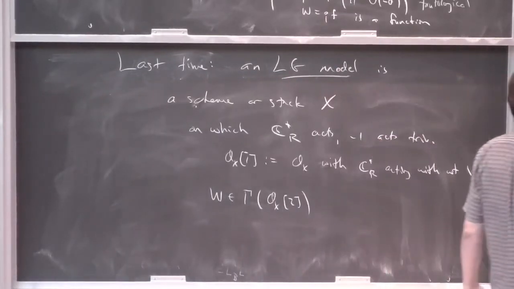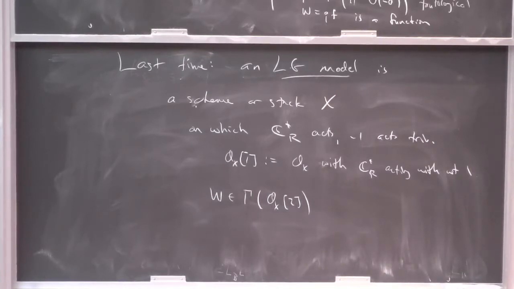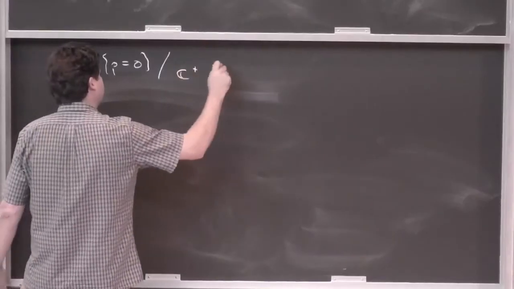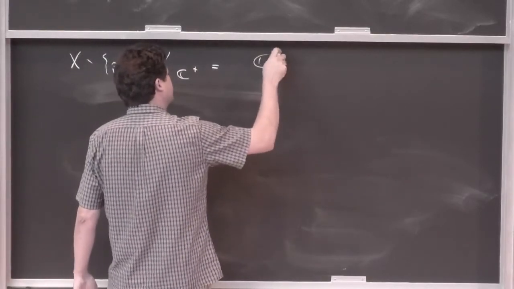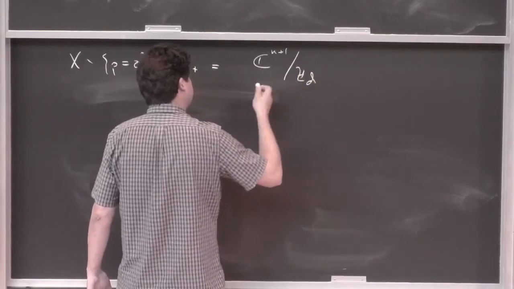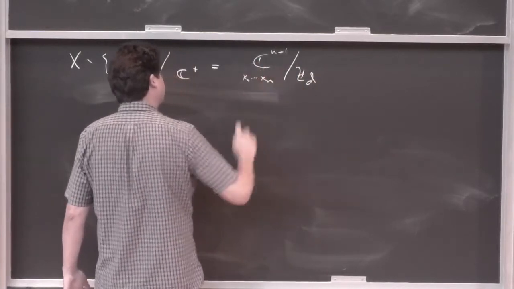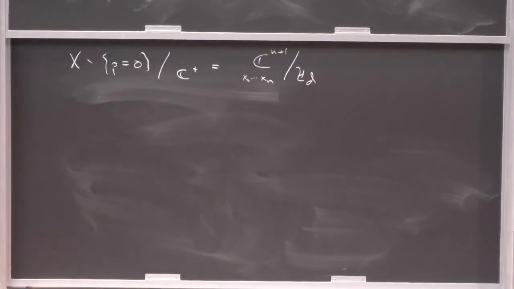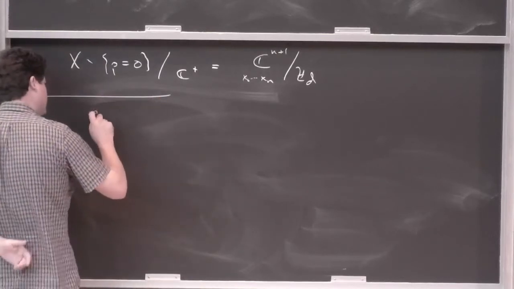And on the other hand, if I delete p equals 0 and mod out by C star, you've seen that this is the same as C^{N+1} mod Z_d with coordinates x_0 up to x_N. And so Ed is telling you about how to go back and forth between these two sides, between these two different quotients, especially when d equals n plus 1.